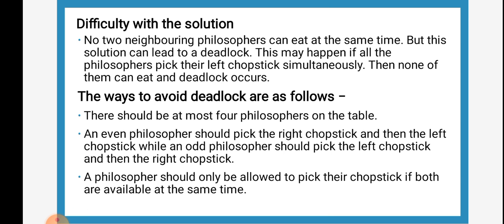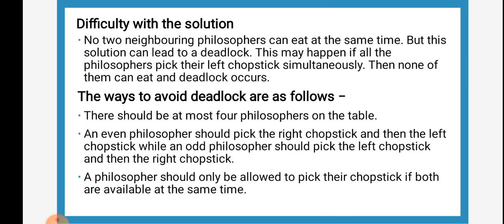So we have to think about what the solution is to avoid the deadlock here. There are 5 philosophers, and among those we have to choose the even philosophers. So the even ones are P2 and P4. Even philosophers should pick up their right chopstick first, then they may go with the left chopstick. In this way we can avoid the deadlock here.